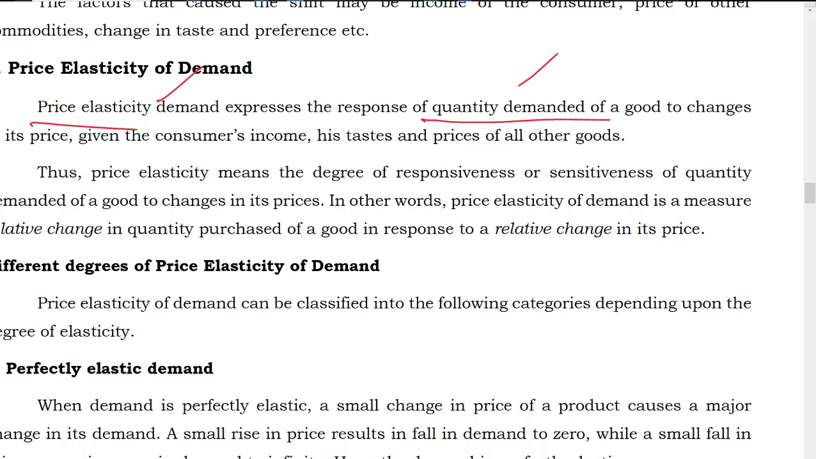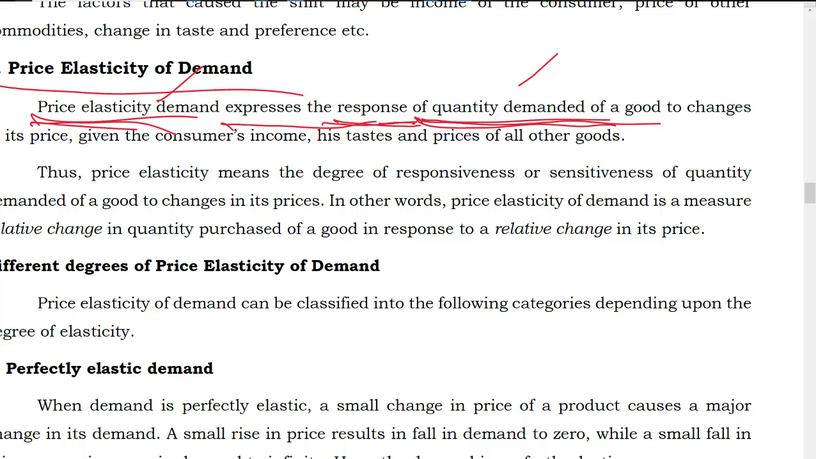When the price of a commodity changes, how does the quantity demanded change? So that is the subject matter dealt with under price elasticity of demand. Remember, when the price of a commodity changes, how the quantity demanded of that commodity changes. Remember, not that of some other commodity, but that of this particular commodity whose price change you have considered.